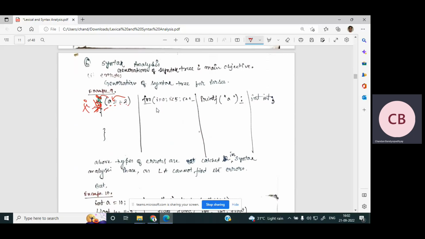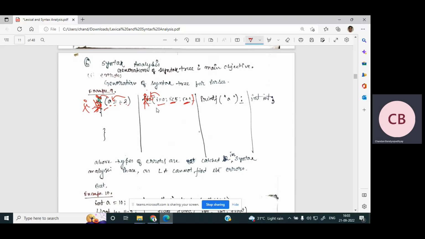Or had I written fro instead of for. This is also a syntactical error, because the lexical analyzer considered this fro as an identifier. But whether the syntax, initialization, checking part, incrementation or decrementation, is perfect, this structure belongs only to the for loop. So whether for is there or not? Oh no, for is not there, only fro is there. That means there is a problem. So the syntax analyzer finds out the error.